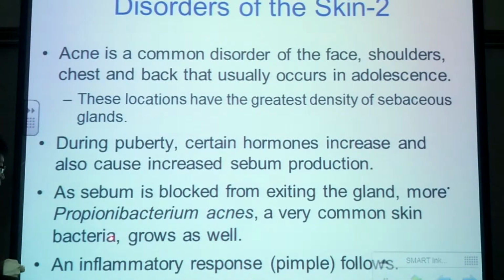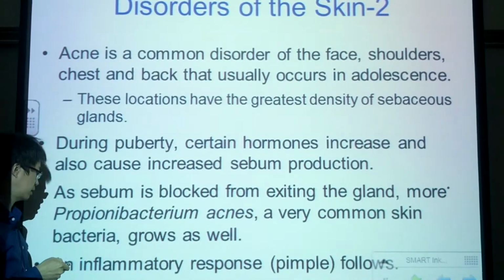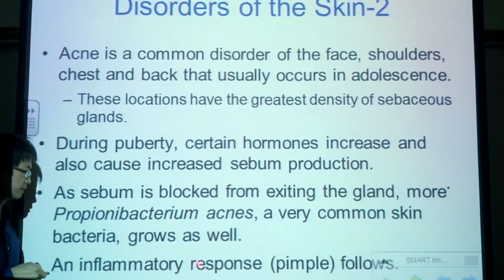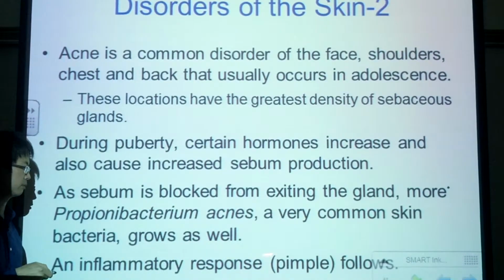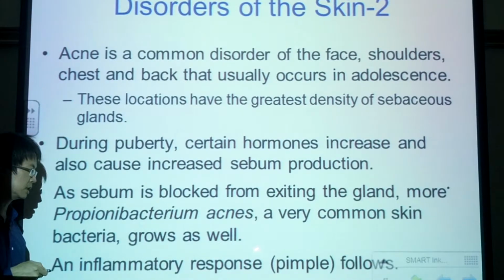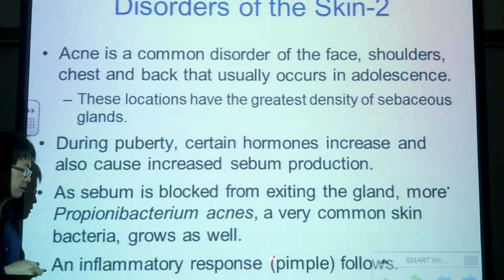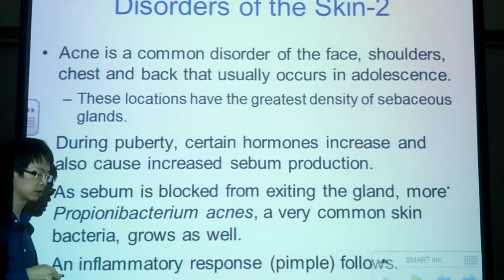And then this bacteria will grow and then the inflammatory response is the pimple. So acne is basically a bacterial infection, and then the inflammatory response of your skin causes the pimple.